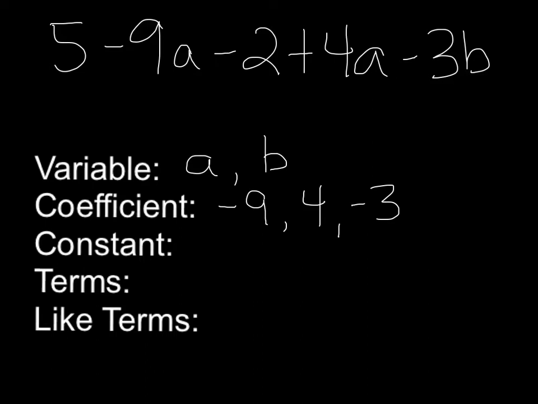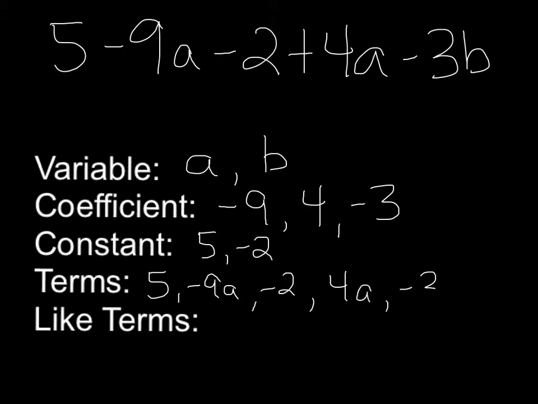The constants are the numbers that are all by themselves, and in this case, 5 is a constant and -2 is a constant. The terms are everything that is separated by an addition or subtraction symbol. So we've got 5 is the first term, -9a is the second term, -2 is the third term, 4a is the fourth term, and -3b is the last term.